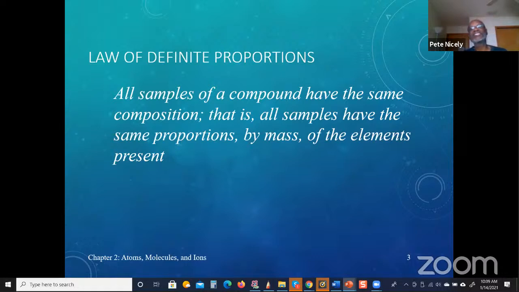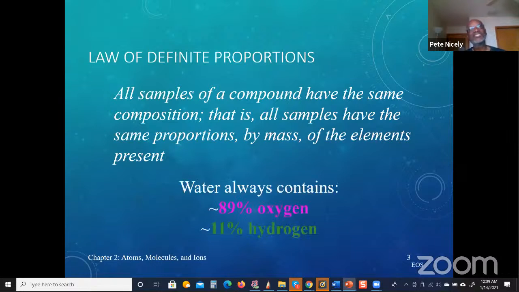And basically what this law says is that any pure compound will have the same composition by mass, all right? So it doesn't matter what the compound is, as long as it's the same compound, it doesn't matter where you get the compound from, the percentage of each element present in that compound by mass will be constant. So just to use a simple example of water, right? Water, as we all know, is made up of oxygen and hydrogen. So water contains approximately 89% oxygen and 11% hydrogen, right?